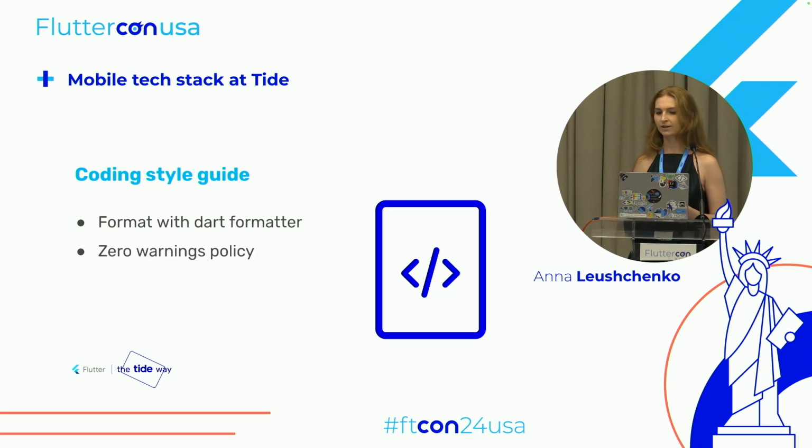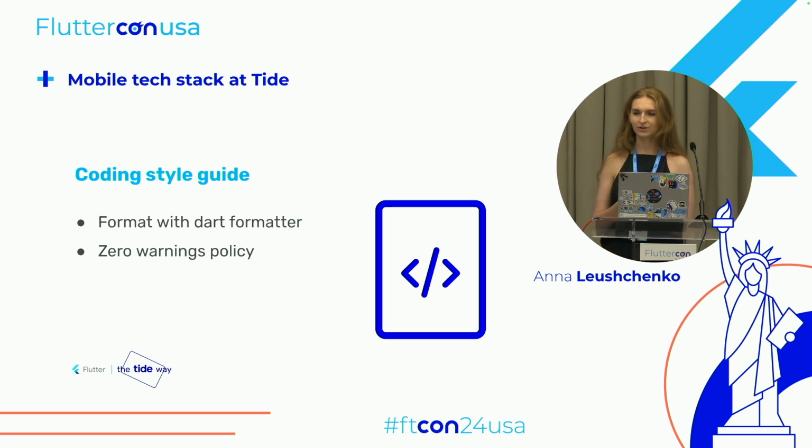Next, we have a zero analyzer warnings policy. We use a very long list of handpicked linter rules from the standard set. And unfortunately, currently we experience analyzer performance issues caused by the number of packages we have in our project. So we cannot use custom tools like Dart Code Metrics or custom lints to apply more strict regulations right in the IDE. And hopefully this situation will change soon with the new tools developed by the Dart team.